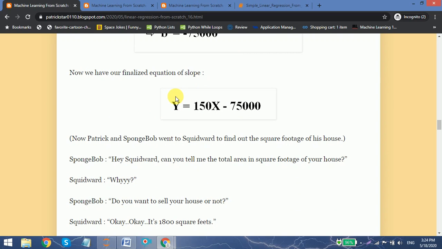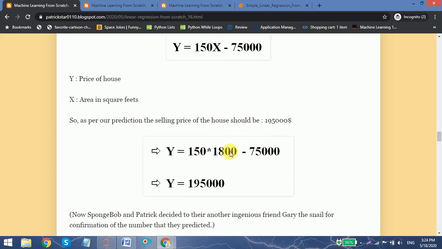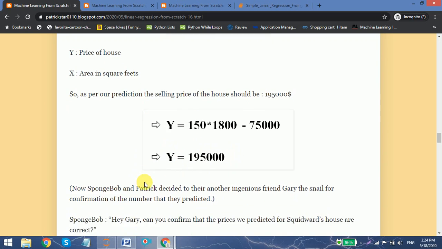So we need to find the selling price of our house, which has an area of 1800 square feet. So let's plug it in. When we plug 1800 in place of x, we get a predicted selling price of the house as $195,000. That's a pretty good guess, I think.